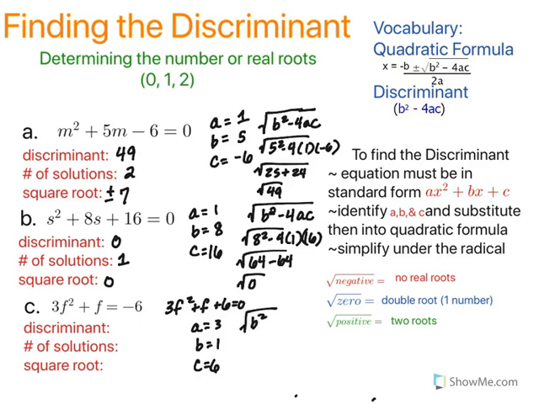So we have b squared minus 4ac. For b squared, we're going to have 1, so 1 squared, minus 4 times 3 times 6. 1 squared would be 1, and then negative 4 times 3 times 6 would be minus 72. So my discriminant here would be negative 71, which means that we would have no solutions here, and the square root of negative 71 is not possible, so no square root.